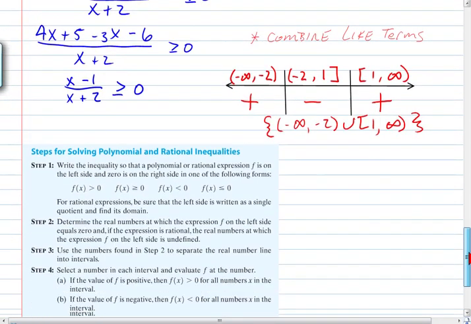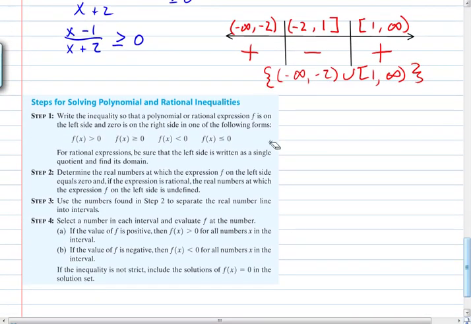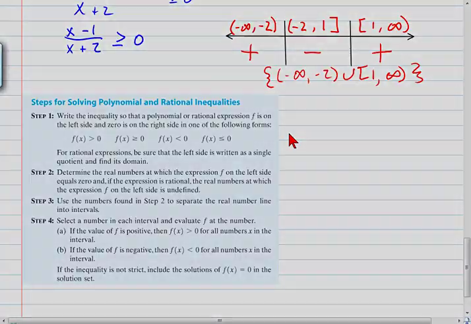All right, the last thing then, I've spelled out the steps that you need to use for solving polynomial and rational inequalities. These are also in your notes. You've handwritten them out, so you should be set on this section.